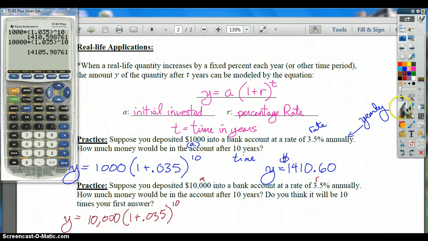This time now, we're looking at $14,105.99. So, is it 10 times more? I'll be darned, yes it is. So, how about them apples?